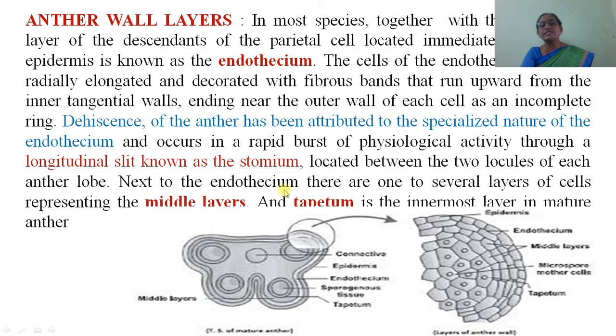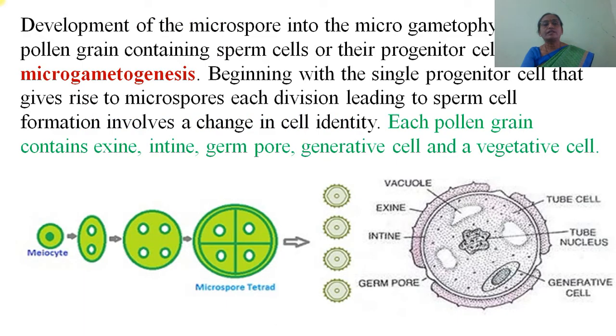Next to the endothecium, there are one to several layers of cells representing the middle layer, and the tapetum is the innermost layer of the mature anther. This is the diagram showing the wall.